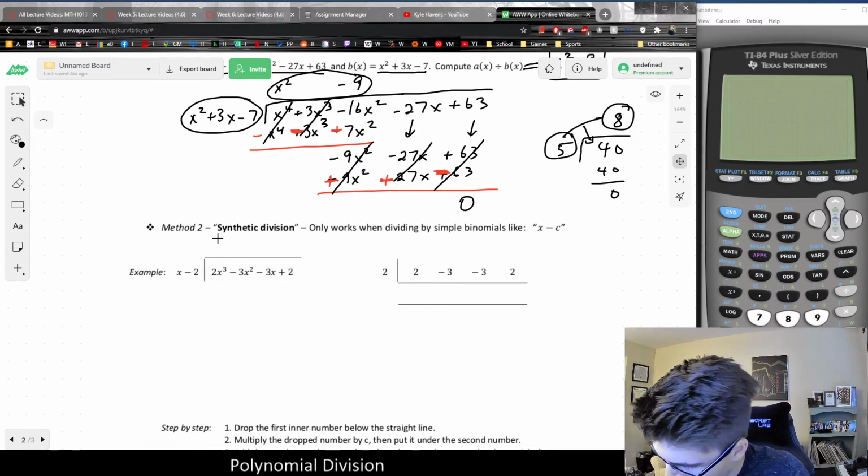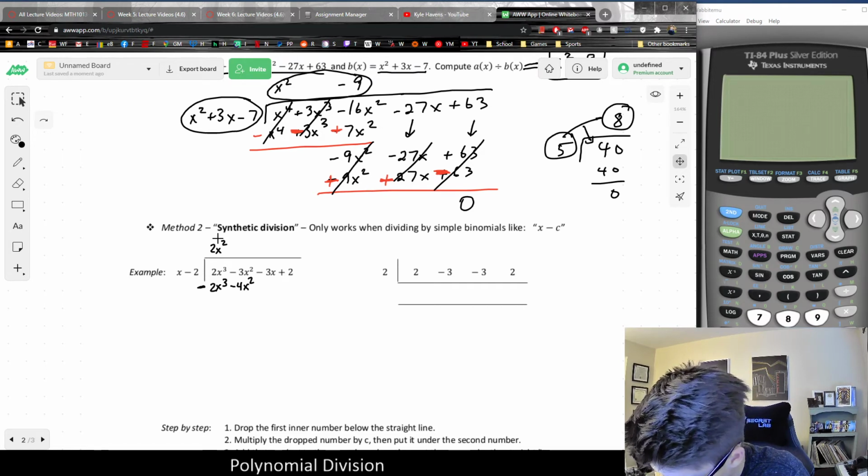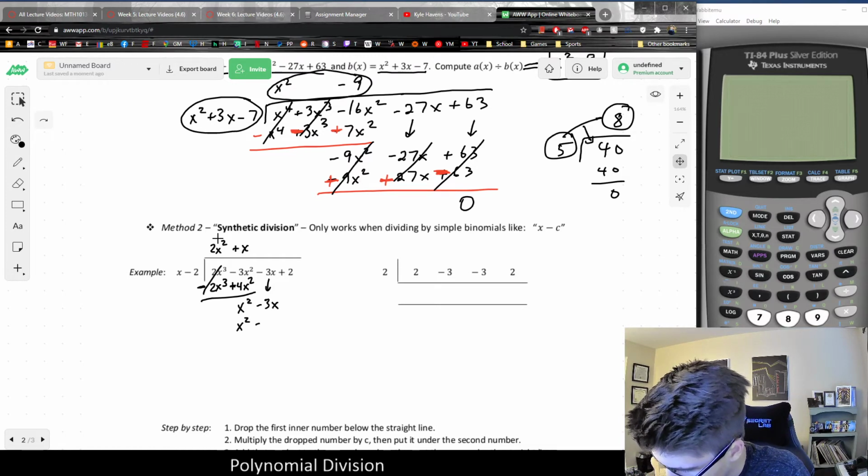So I'm going to do this a little bit faster, but x will match 2x cubed by 2x squared. 2x squared will multiply into x minus 2 and get 2x cubed minus 4x squared. Then I would need to change the signs and add. Those would cancel. This would leave me with x squared. Then if I drop minus 3x, x matches x squared by plus x. x times x is x squared. x times negative 2 is negative 2x.